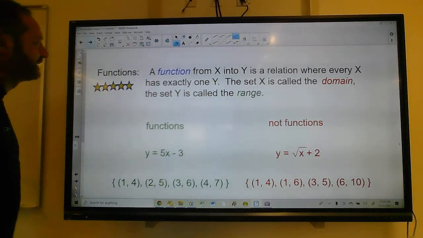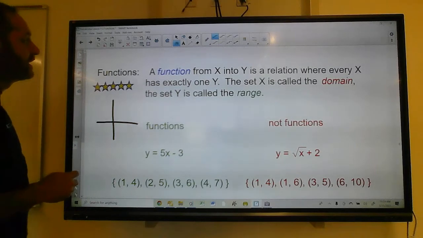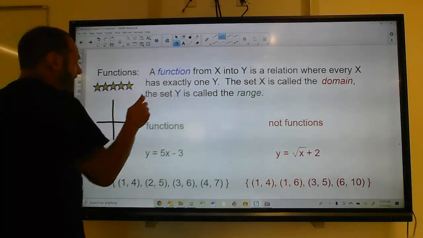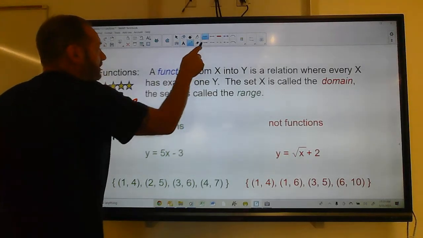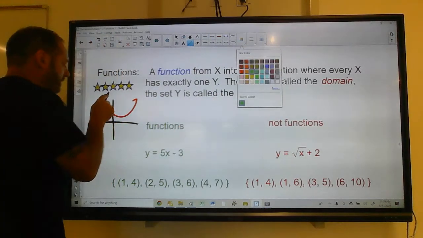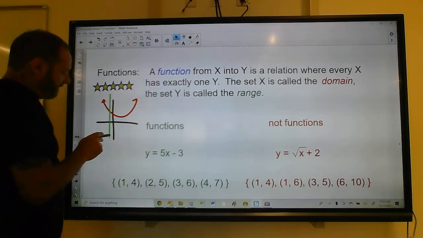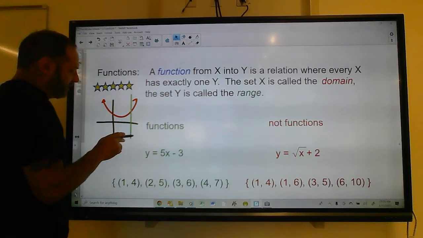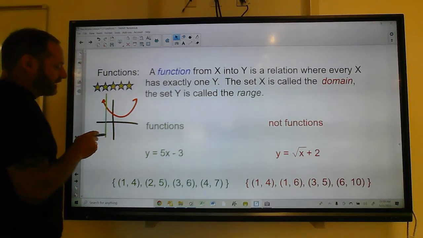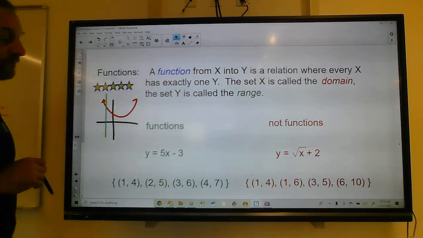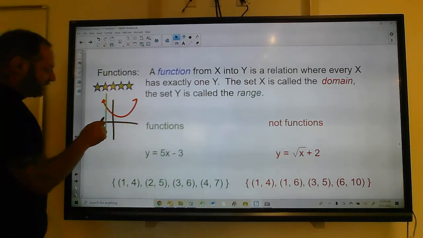Now, the easiest way to think about that, I think, is to think about the vertical line test. So if I have a relation that looks like this, okay, and I can draw a vertical line like so, and I can move that vertical line anywhere I want, and it always only crosses that red curve in one location, then that's a function. Okay? So that means that every x down here would have exactly one y.